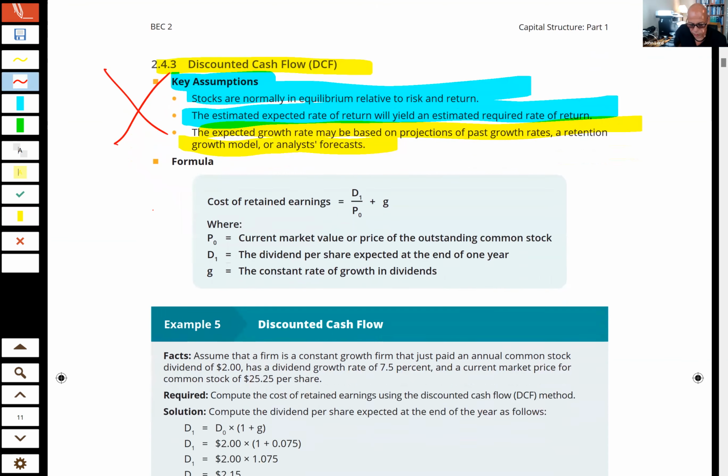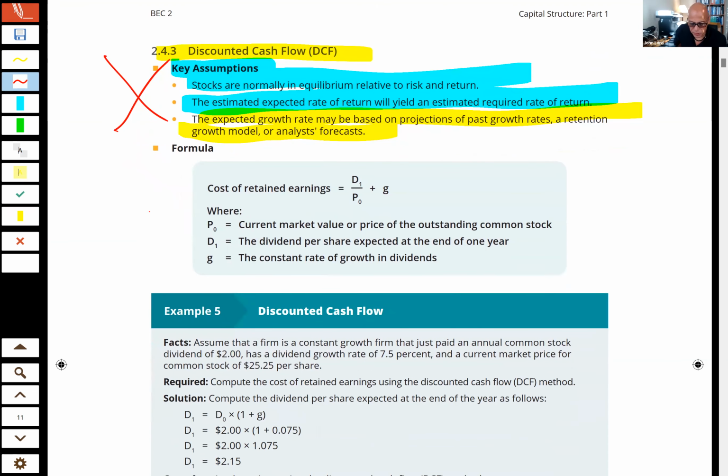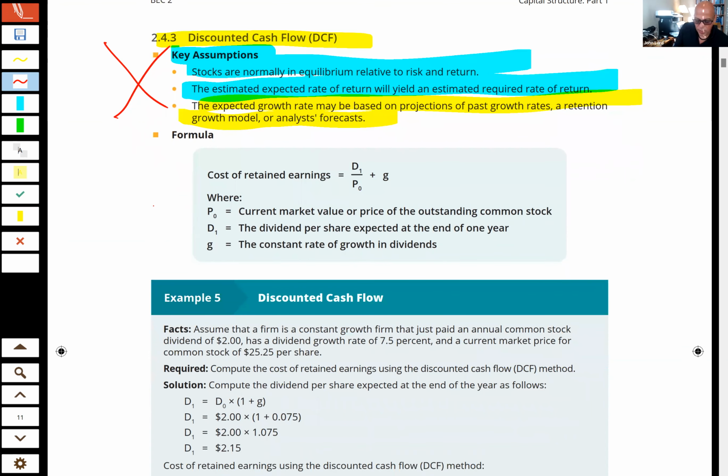Okay, let's just look at the cost of retained earnings. We say, what are the dividends per share expected at the end of the year? What is the current market value of the outstanding common stock? And what is the constant growth rate in dividends? A problem would give us all of those. So you take what's currently going on and then the growth rate, and that is what we're calling the cost of retained earnings.